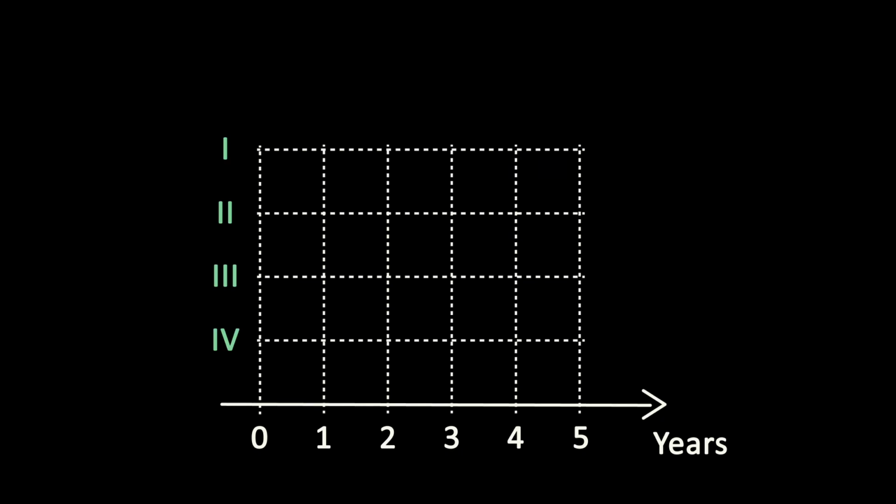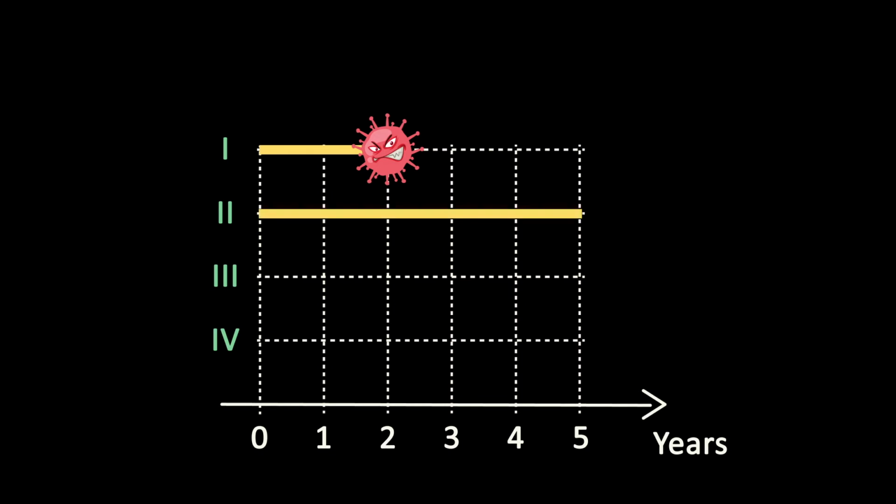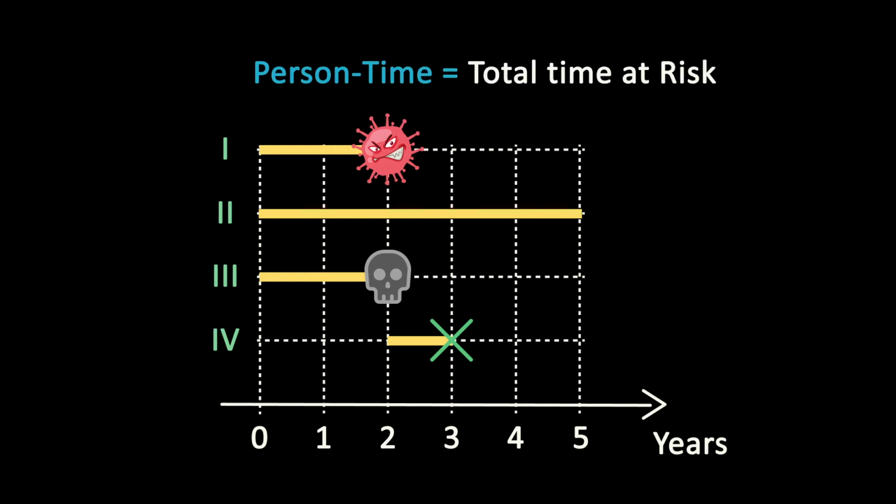Suppose the event of interest is the development of some disease, and our study followed 4 individuals. The first developed the disease after a period of 2 years. The second was followed for 5 years without developing the disease. The third died after 2 years, and the fourth entered the study in year 2 and was lost to follow up a year after that. Person time is the total amount of time over which all these individuals were at risk.